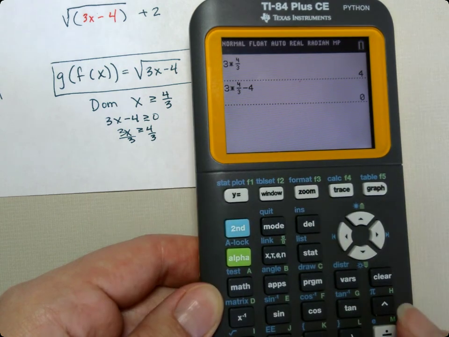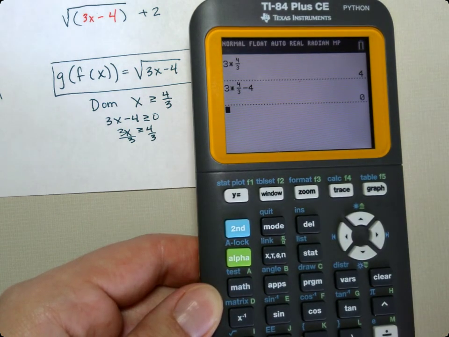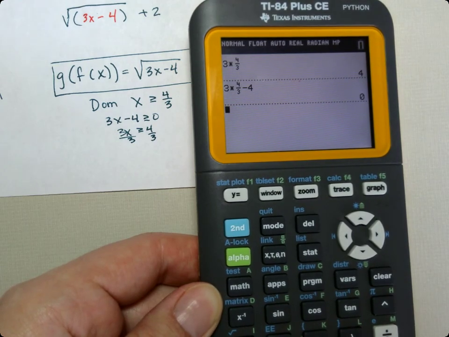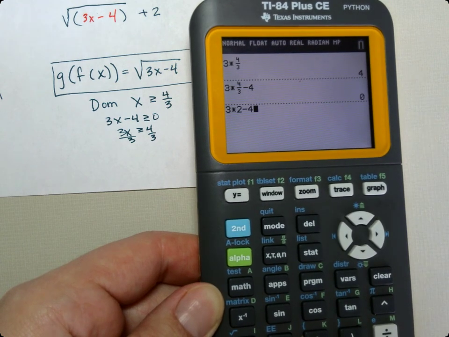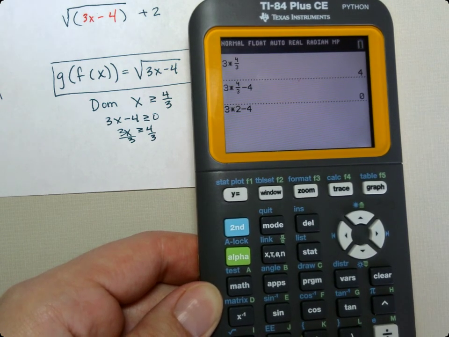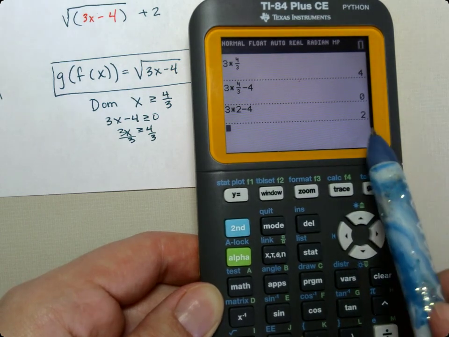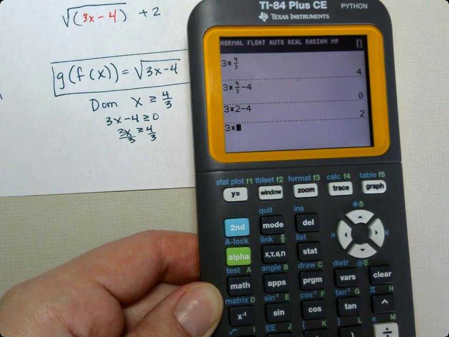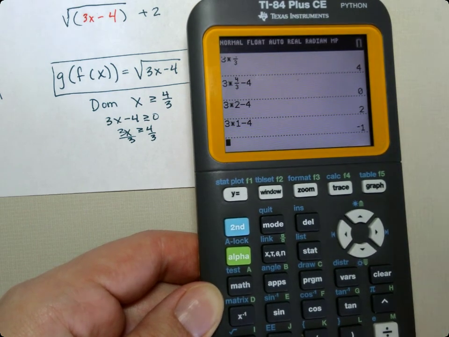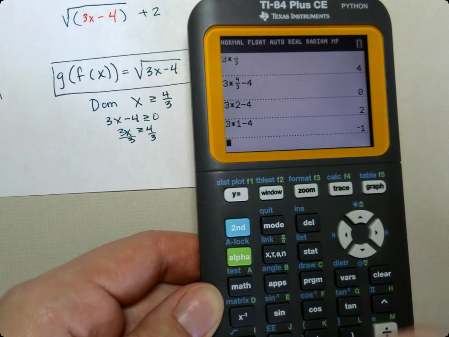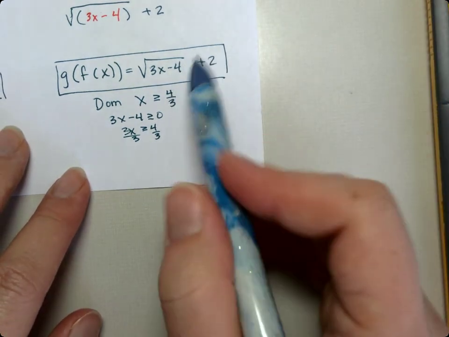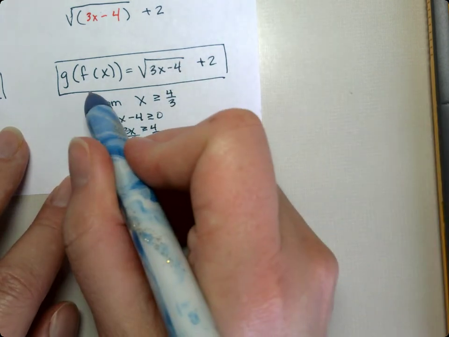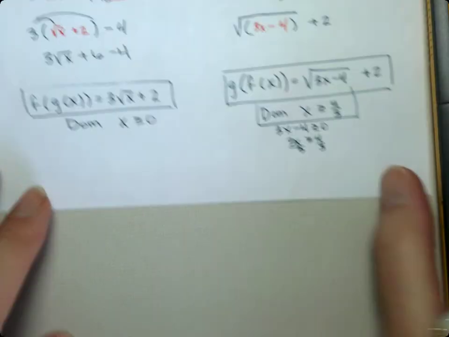So I can put 4/3 in there, but if I put something in there less than 4/3, like 1, 3 times 1 minus 4 gives me a negative 1. Yep. And so why is it this 4/3? Because that's what creates that 0 under here. And then I have to have everything greater than or equal to that. All right, flip it over.